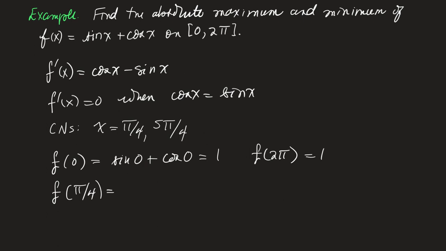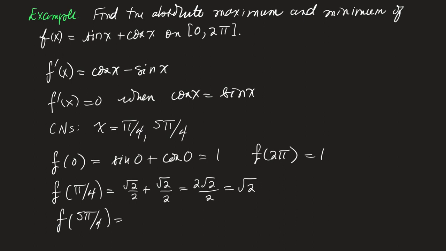Now let's check at the critical numbers. F of pi over 4, that's sine of pi over 4, which is root 2 over 2, plus cos of pi over 4, which is root 2 over 2. That is 2 root 2 over 2, which is root 2. And finally, f of 5 pi over 4, that's minus root 2 over 2 minus root 2 over 2, which is minus 2 root 2 over 2, which is minus root 2.